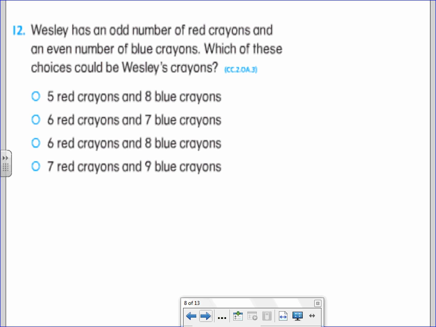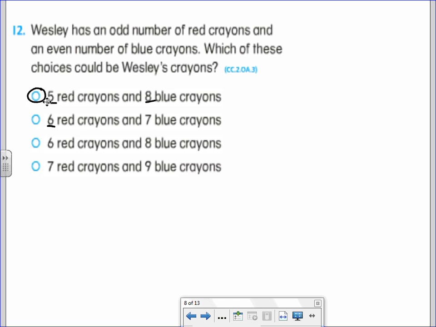Wesley has an odd number of red crayons and an even number of blue crayons. Which of these choices could be Wesley's crayons? I'm looking for an odd number with the red and an even number with the blue. So let's look at each choice. 5 on the red, 8 on the blue. Odd, even. What do you say? All right. Let's circle it for now.